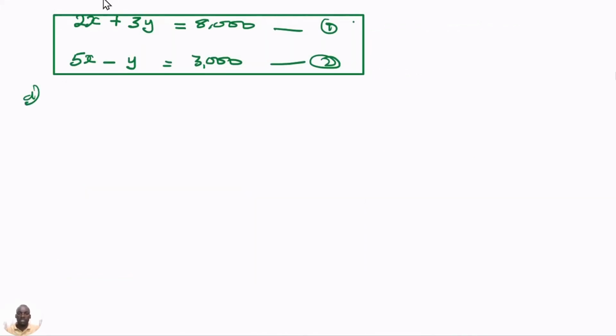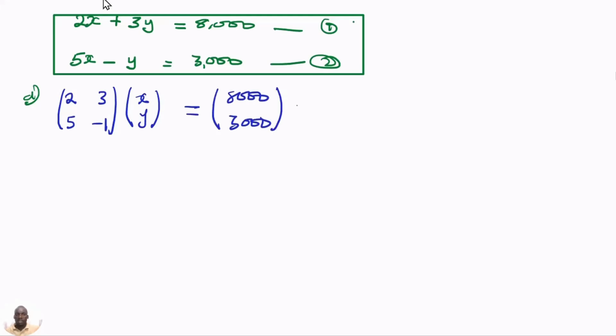So these equations can be written in matrix form as the 2, 3, 5, negative 1 multiplied by the x, y equals to the 8,000, then 3,000. So having written that, it means that our matrix we want is now coming to be the 2, 3, 5, negative 1. Then what is the adjoint of this matrix?